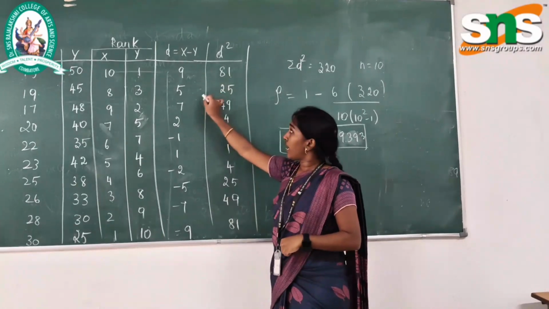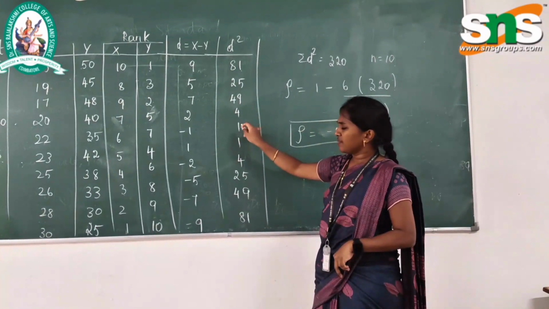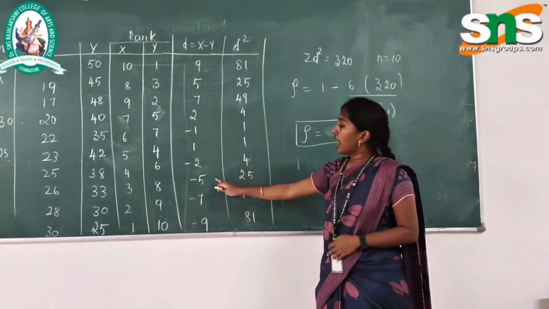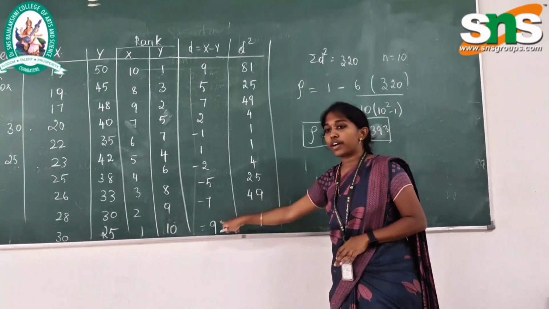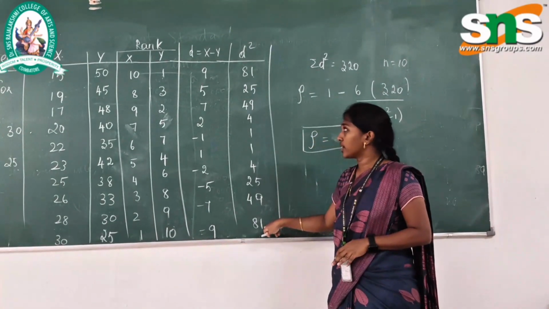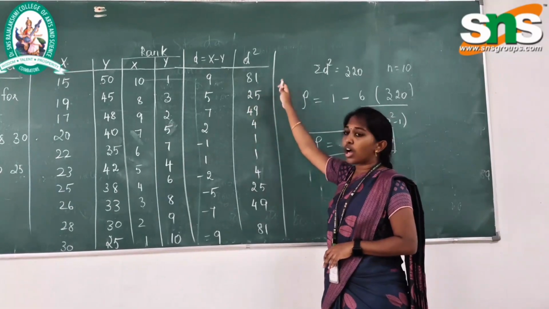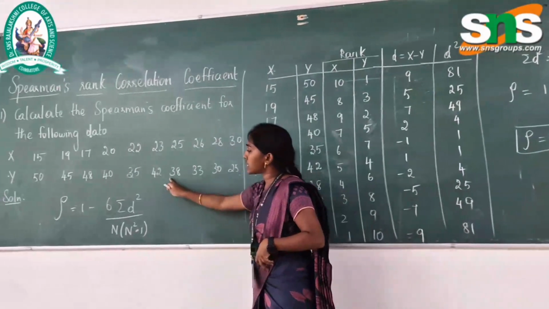And squaring 5 gives 25, 7 gives 49, 2 gives 4, minus 1 gives 1, and again 1 squared is 1, minus 2 whole squared is 4, minus 5 whole squared is 25, minus 7 whole squared is 49, and finally minus 9 whole squared is 81. So likewise we are going to calculate all the square values for d, that is the value of d square. In the formula they are asking for the summation d square.